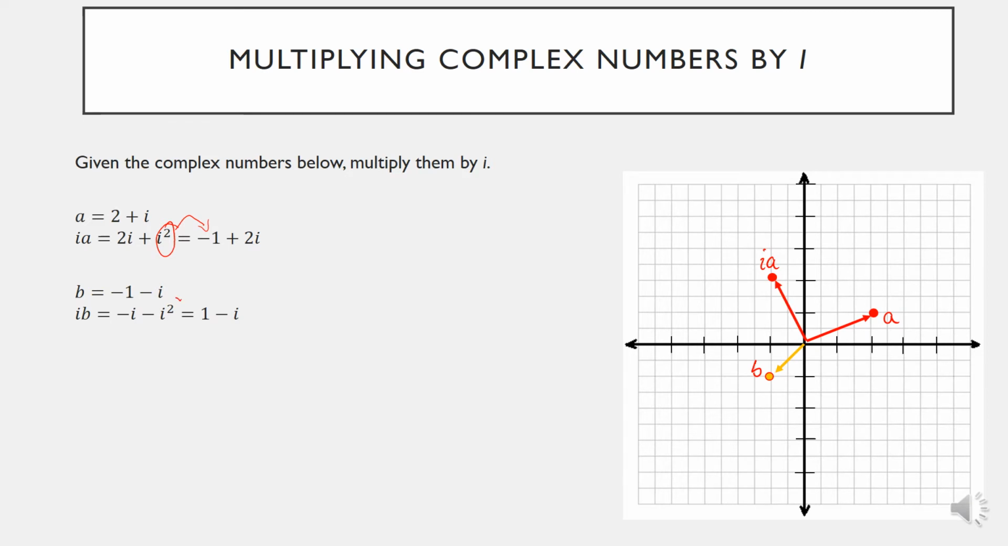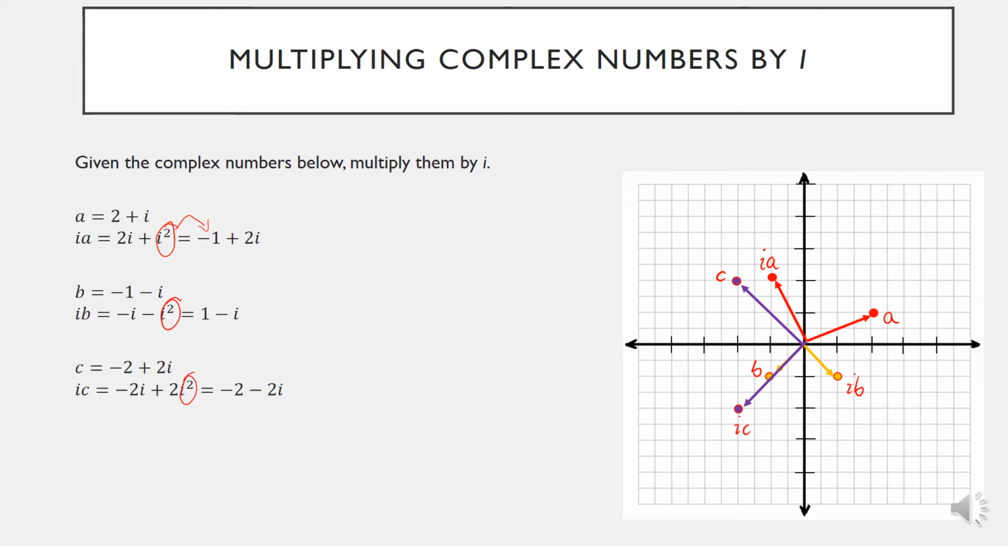Again, remember that i squared gives minus 1, and minus 1 gives me that plus 1, so 1 minus i is the result, which is over here, which is i times b. Okay, and one more time, we'll start with c, which is minus 2 plus 2i, and multiply it by i, and recall that i squared is minus 1. We get minus 2 minus 2i, which is here. So that's i times c.